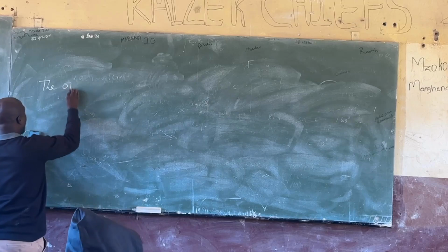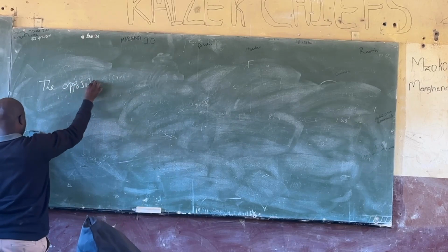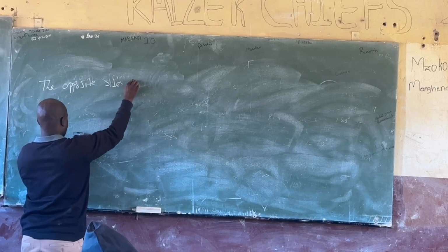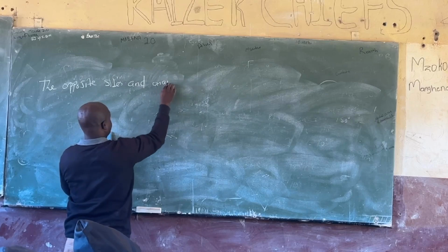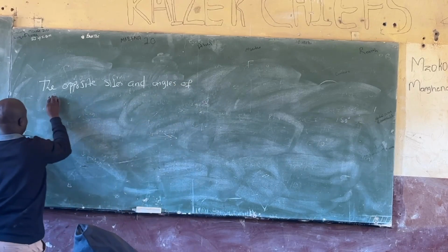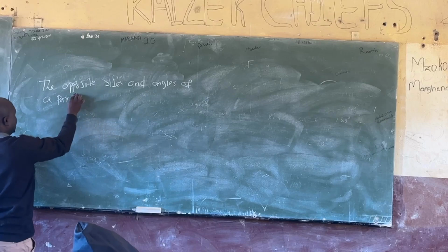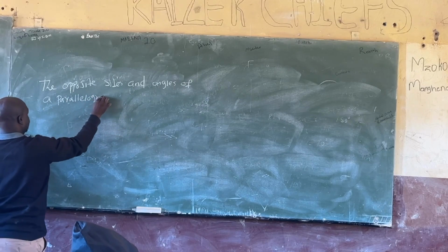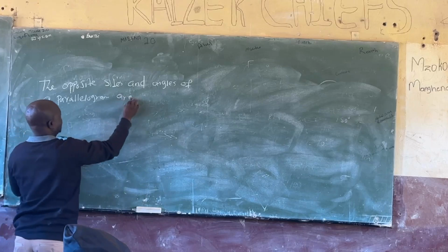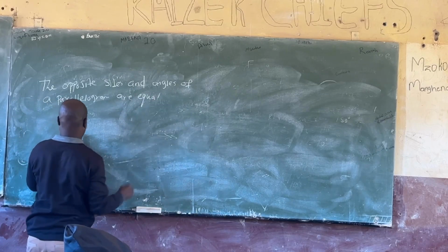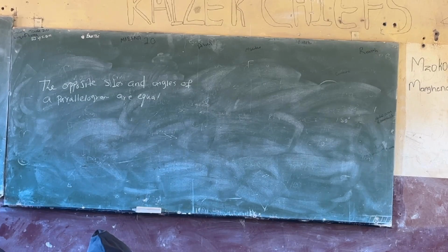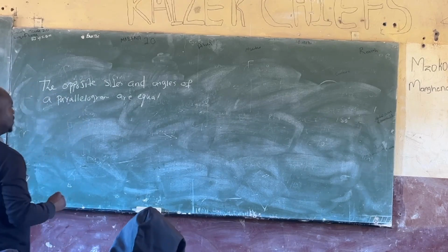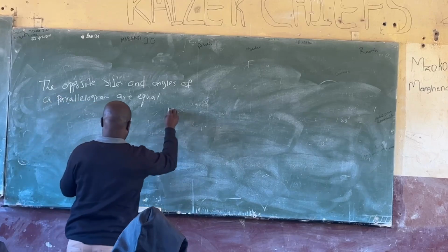Then, the opposite sides and angles of a parallelogram are equal. Opposite sides and angles of a parallelogram are what? Equal. Okay, let's check the diagram.